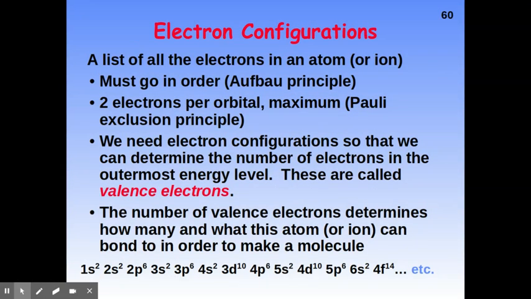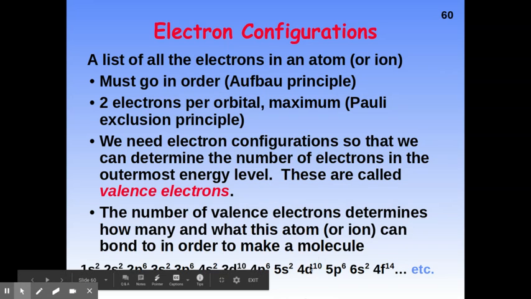Electron configurations are basically a list of all the electrons in an atom or an ion, and they must go in order. That's the Aufbau principle. 2 electrons per orbital, that's the Pauli exclusion principle. That's the max. You can only put 2 in each orbital. We need electron configurations so that we can determine the number of electrons in the outermost energy level. Those are the valence electrons. Remember, we mentioned those earlier with Lewis dot structures. The number of valence electrons determines what an atom can bond to. All their chemical properties come from those valence electrons.